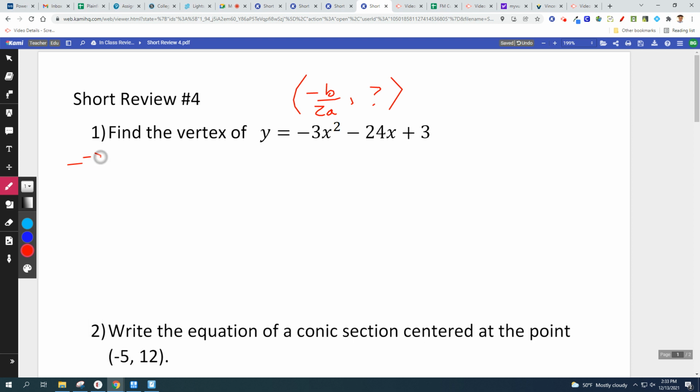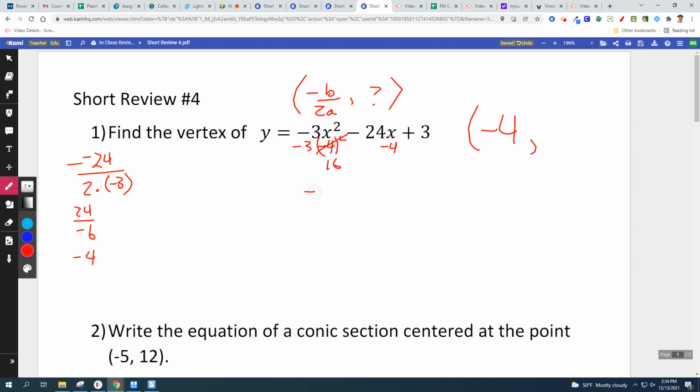The opposite of negative 24 over 2 times a is negative 3. That's 24 over negative 6, which is negative 4. So I know my vertex is going to be negative 4 comma something, and that something is what I get when I plug in. So plug in a negative 4 for x.